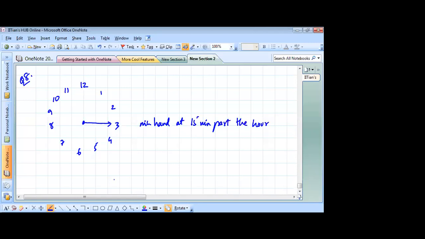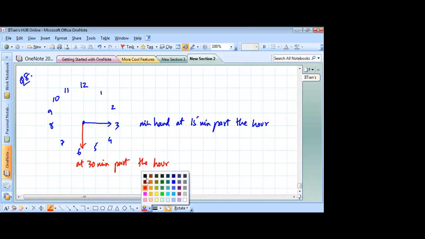So this is the minute hand at 15 minutes past the hour. And at half an hour past the hour, or 30 minutes past the hour, it becomes like this. So what is the displacement of the tip of the minute hand? The displacement of the tip is this one, from initial to final position. The tip of the minute hand is having this kind of displacement.